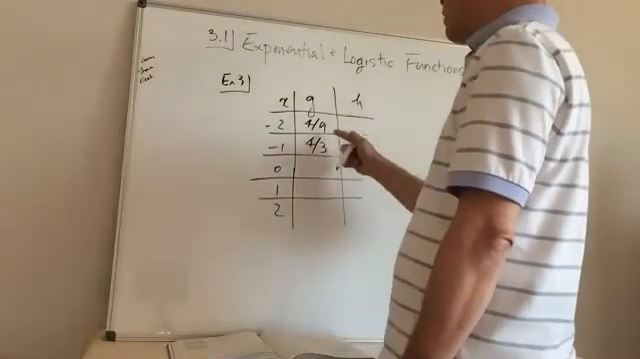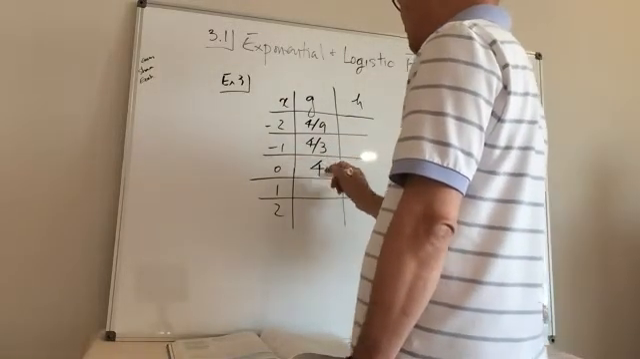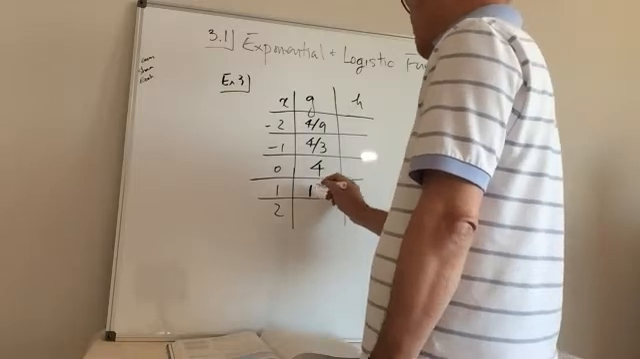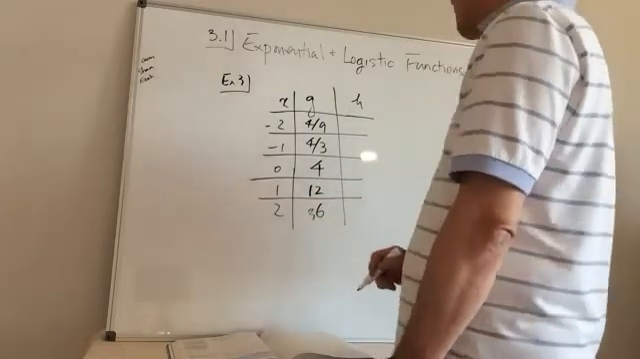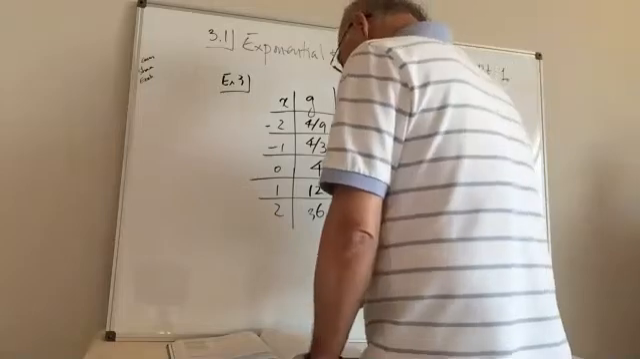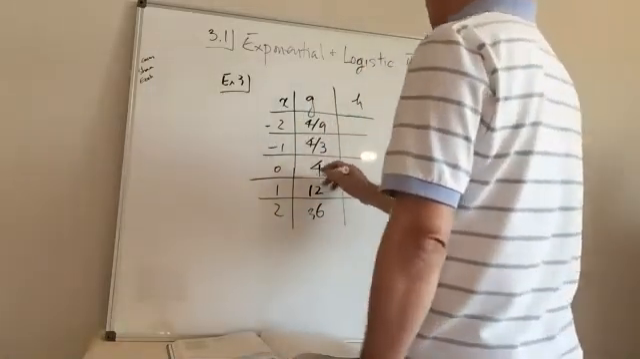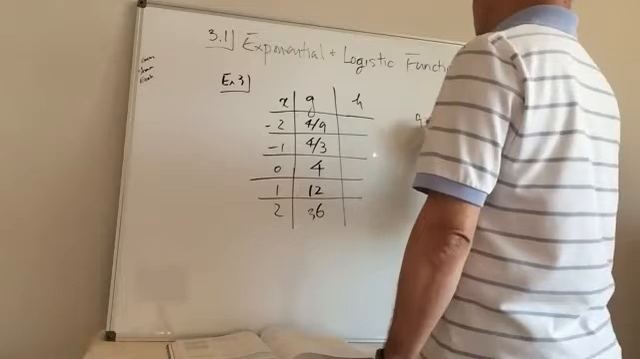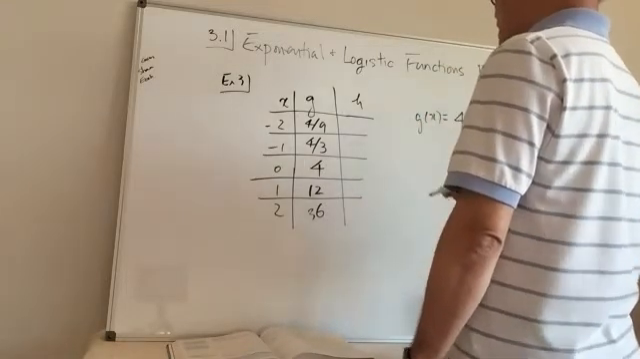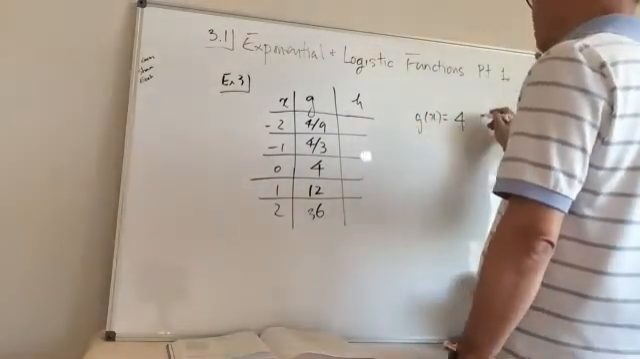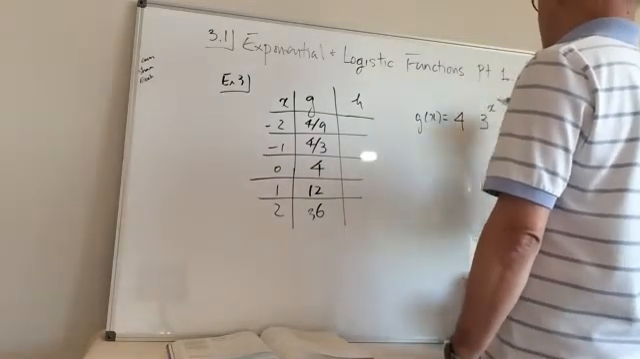So from here to here, we multiplied it by 3. So from here to here, we're going to multiply it by 3 again. Multiply by 3, multiply by 3, 36. So what is the initial value? Initial value is 4, right? So g of x is equal to 4 times, and every time we're multiplying by 3, 3 to the x, right?